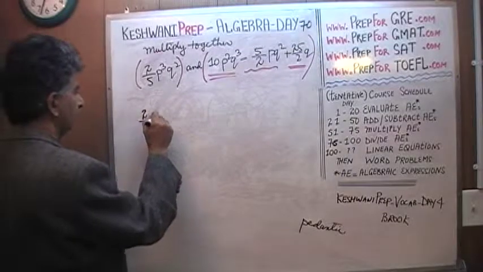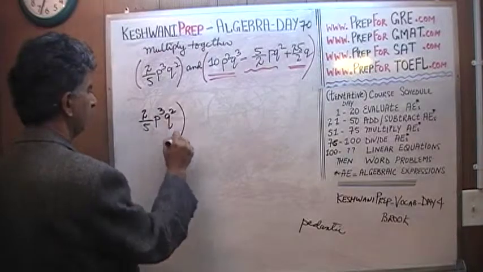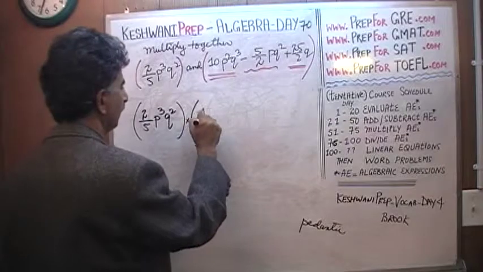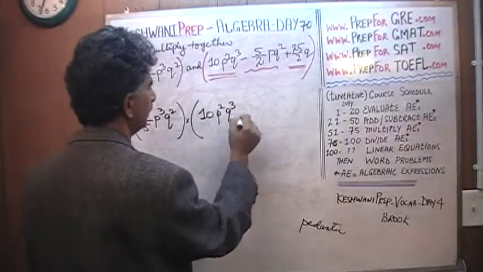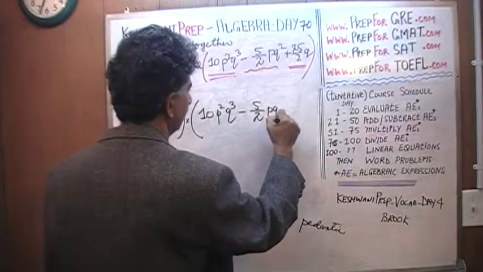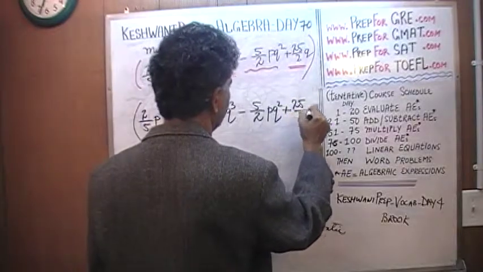2 over 5th p cubed q squared times 10 p squared q cubed minus 5 over 2 p q squared plus 25 over 2.